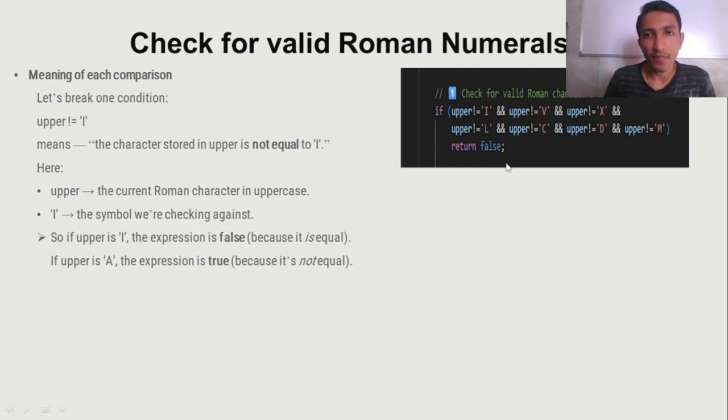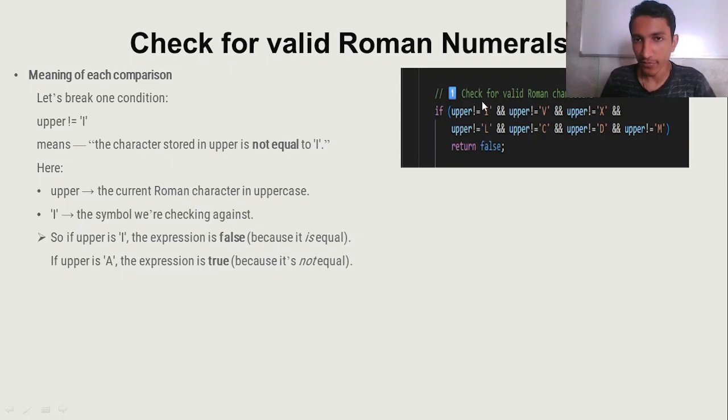Now, the meaning of each comparison. We will talk about our three parameters. The first parameter is the check for valid Roman characters. It means we are going to check whether the user has input valid Roman characters or not. We have only 7 valid Roman characters, that is I, V, X, L, C, D, M. If the user has input any other character, it will be an invalid Roman number. So we have to check this, and for that we are using an if statement.